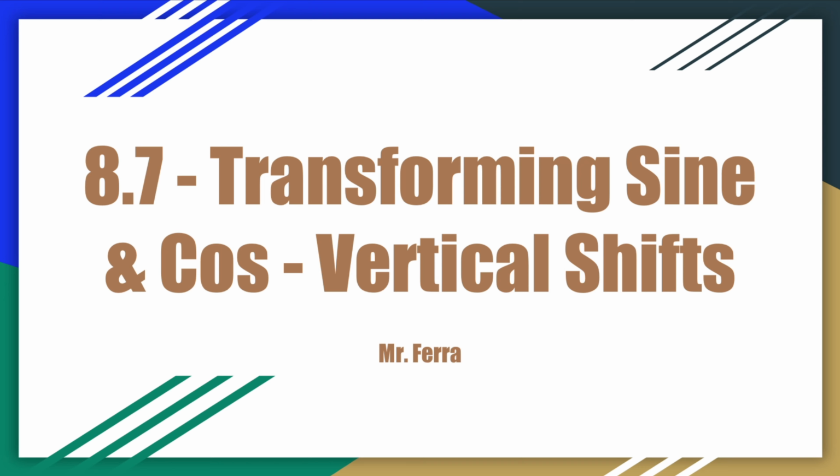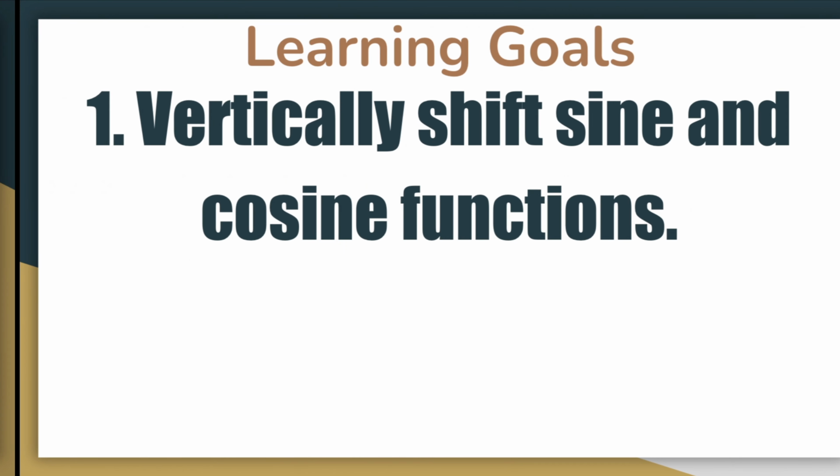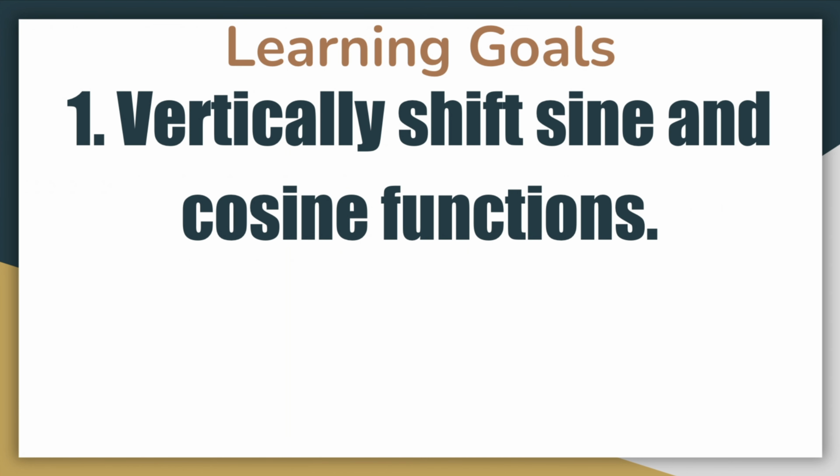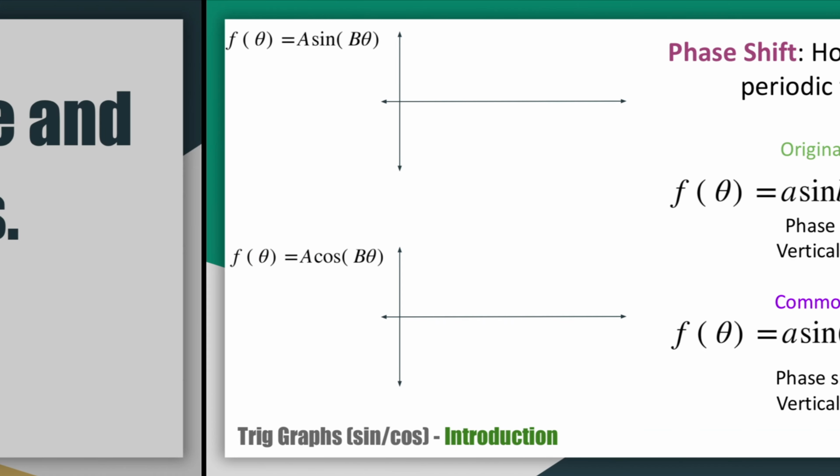We have 8.7, transforming sine and cosine again, except this time we are doing vertical shifts. So we're going to be shifting up and down. Now your learning goal is to vertically shift sine and cosine functions. Who would have thought?